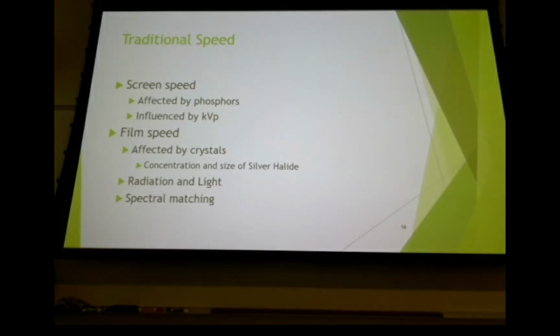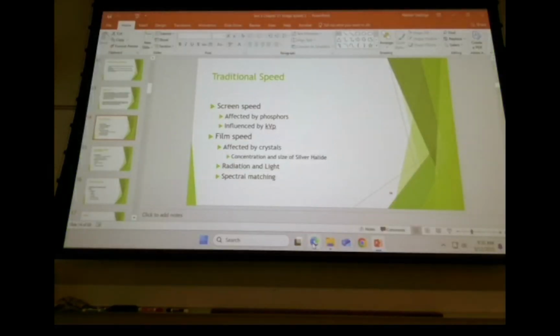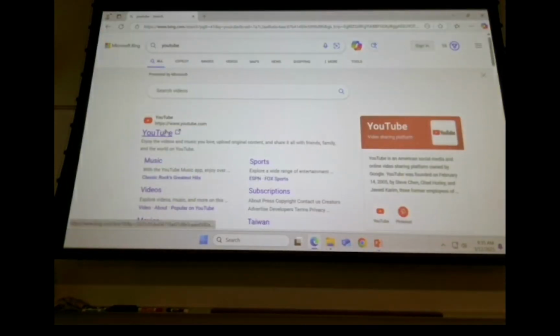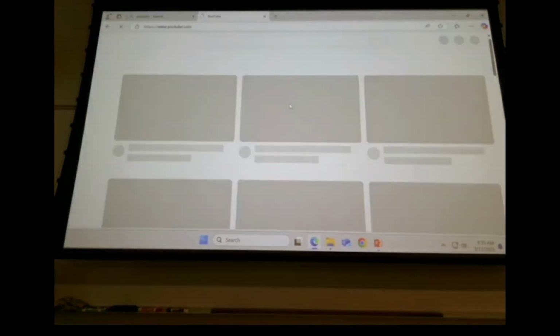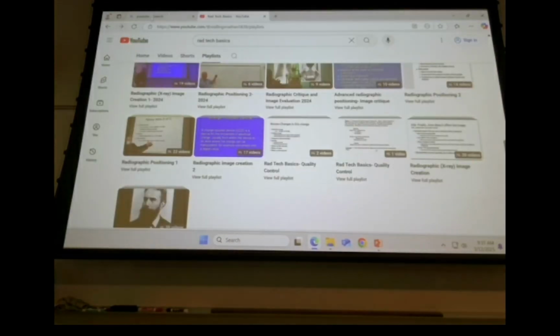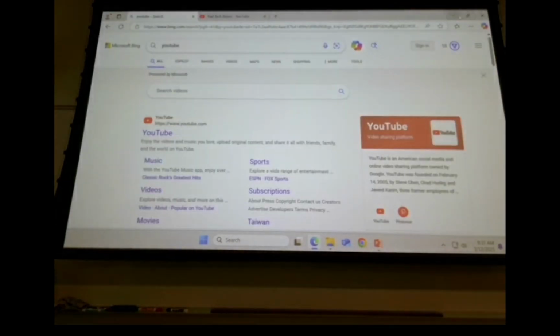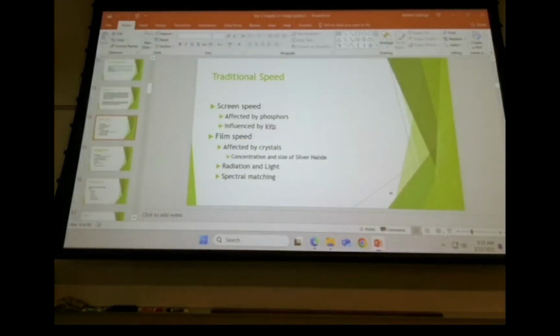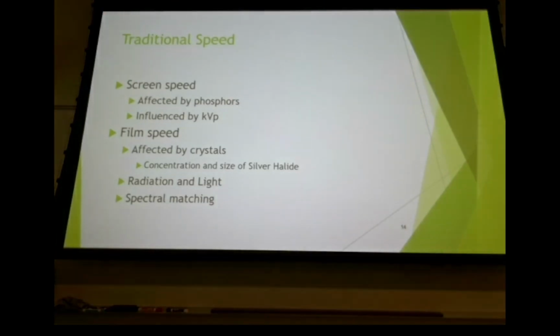So how we manipulated screen speeds: inside of the screen, we had phosphors that were sensitive to X radiation. So we make an exposure. Let's see if I can put it so that you can see. What happened with our screens is our films were light sensitive. Okay, so they're sensitive to all different kinds of light.